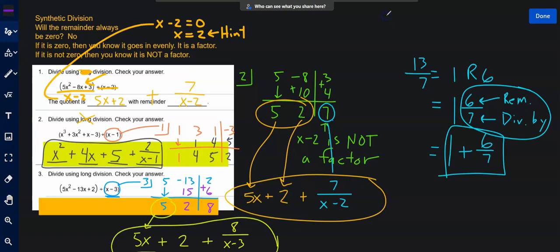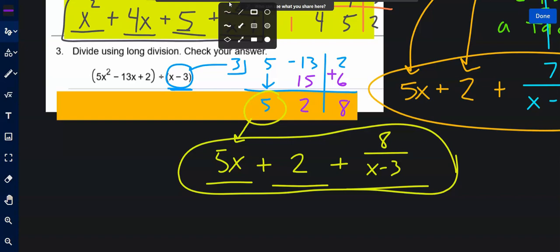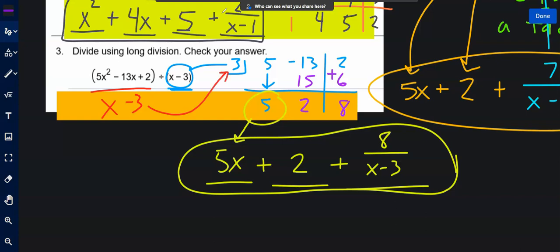If you look down there at example 3, it's a very similar type of question. We're dividing everything by x minus 3. That goes with a 0 of 3. And we go through the process, carry down, and do the multiply, add kind of thing, and we end up with a remainder of 8. So that's 8 over x minus 3, because that's what we're dividing by. The next thing's your constant, and the next thing after that's your linear. So there's your answer, 5x plus 2 plus 8 over x minus 3.